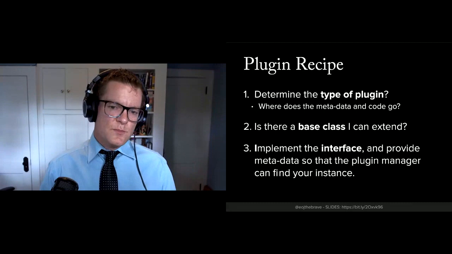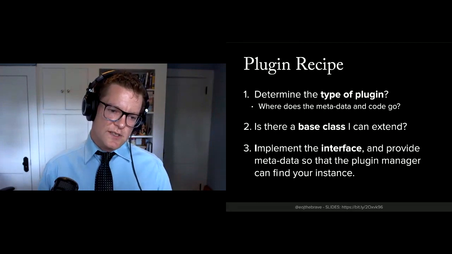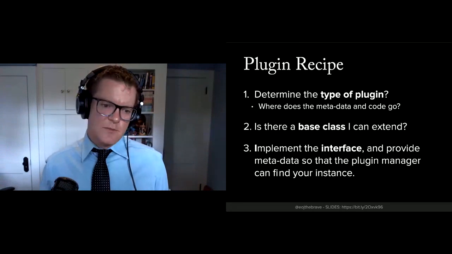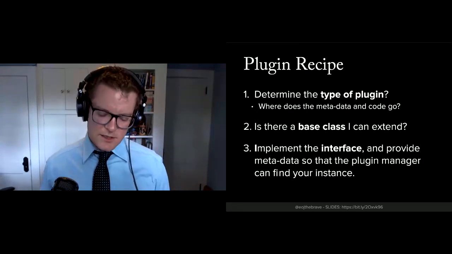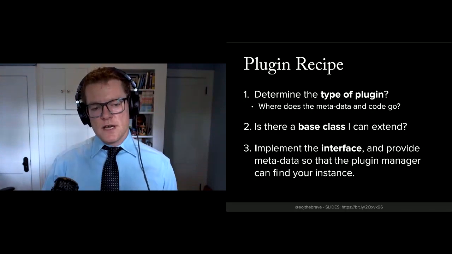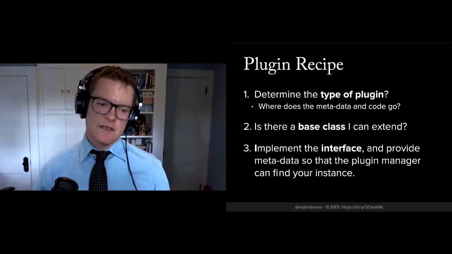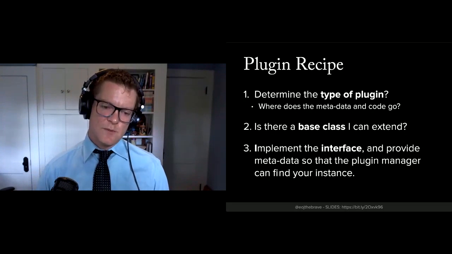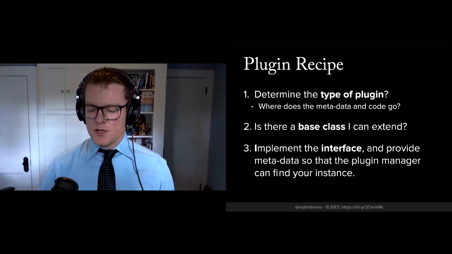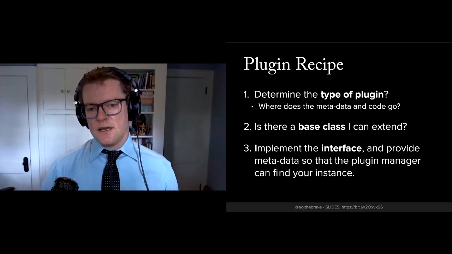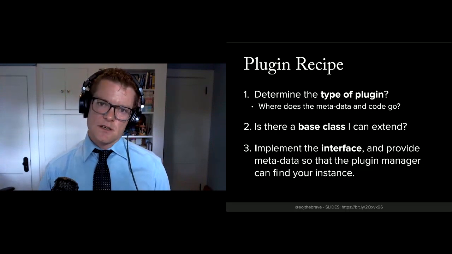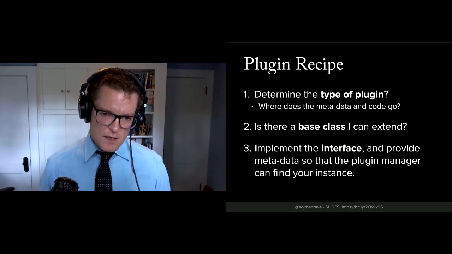If you want to implement a plugin, the recipe for doing so is you first need to figure out what type of plugin it is that you're going to implement. So you might be implementing a block plugin or a field formatter plugin. Once you know what type of plugin you're implementing, that's going to tell you a bunch of information that you need to complete the rest of these steps. Effectively, where should you put the metadata for the plugin, and where should the code go so that Drupal, or really the plugin manager, can discover it when it wants to use it.